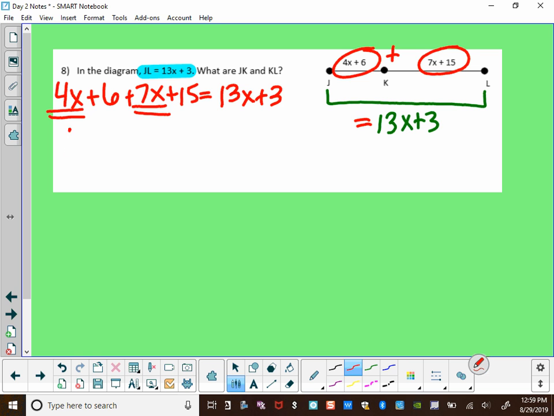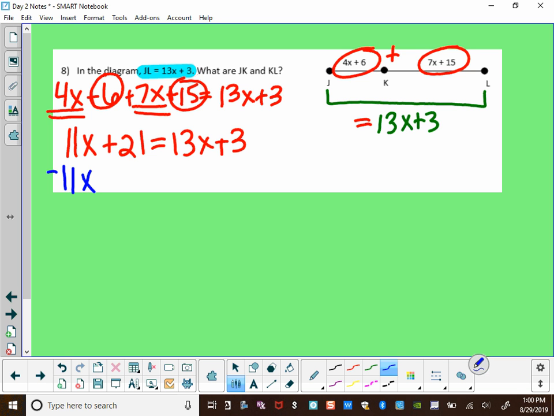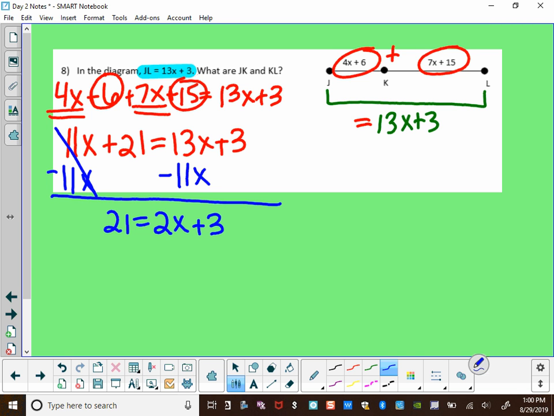4x plus 7x gives me 11x. 6 plus 15 gives me 21 equals 13x plus 3. I'm going to move my 11x first. It really doesn't matter what you move first because we'll still get the same answer at the very end. I just like having positive numbers. So we're left with 21 equals 2x plus 3, minus 3 minus 3. So I get 18 equals 2x.